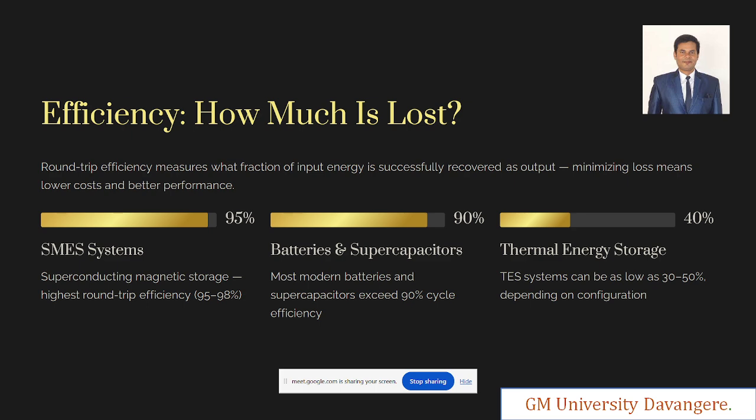So for efficiency, how the output and the input matter a lot, and also the losses, right. How much of the output is delivered to the loads, how much of the input is being provided from the resources, and how much loss has occurred while providing the power from the source to the loads, right. We'll just see how the efficiency can be calculated.